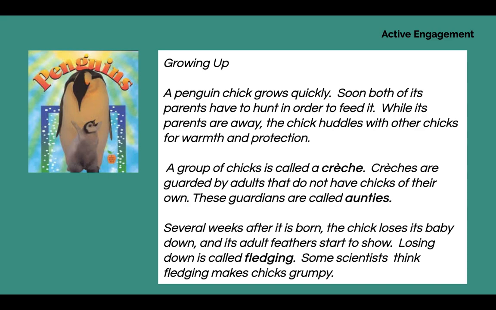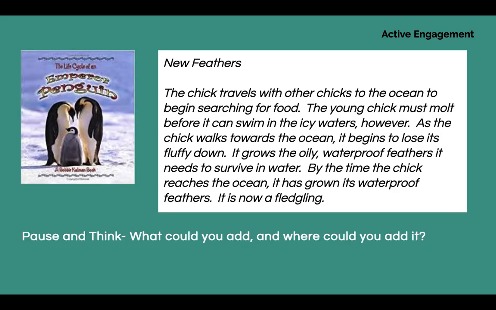Several weeks after it's born, the chick loses its baby down, and its adult feathers start to show. Losing down is called fledging. Some scientists think fledging makes chicks grumpy. Now, here's the section that we're adding in from the other book, New Feathers. The chick travels with other chicks to the ocean to begin searching for food.